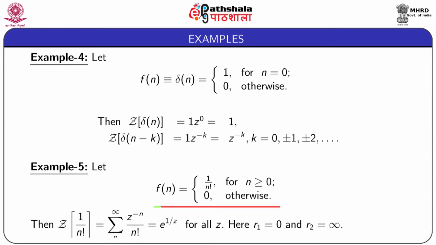Let Fn equal to 1 by n factorial for n greater than or equal to 0 and 0 otherwise. Then Z transform of Fn is Z transform of 1 by n factorial, and this is equal to summation n equal to 0 to infinity z to the power minus n by n factorial, and this is the series for e to the power 1 by z. So, Z transform of Fn is equal to e to the power 1 by z for all z. So, here R1 is 0 and R2 is infinity.